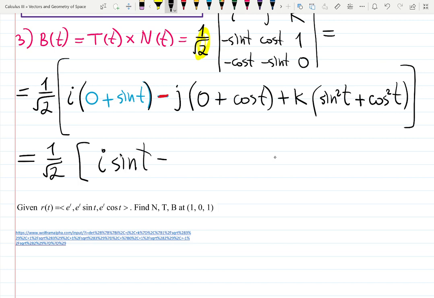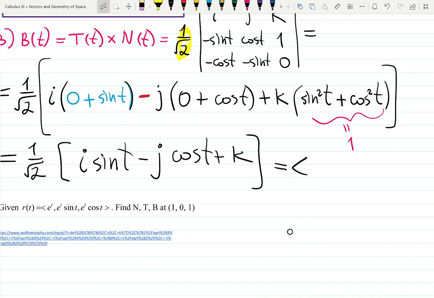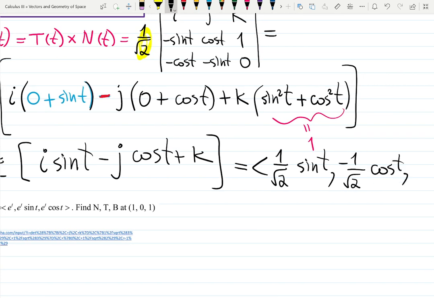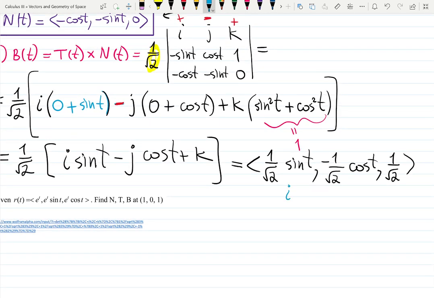I sine t minus j cosine t plus k. What had happened with this part? One. It's one. So the coordinates, if you want to break it into coordinates, because b is a vector, if you remember, the coordinates will be 1 over square root of 2 sine t, comma, minus 1 over square root of 2 cosine t, comma, and just 1 over square root of 2. How do I know? Because each component corresponds to i, j, k. And this is the answer.